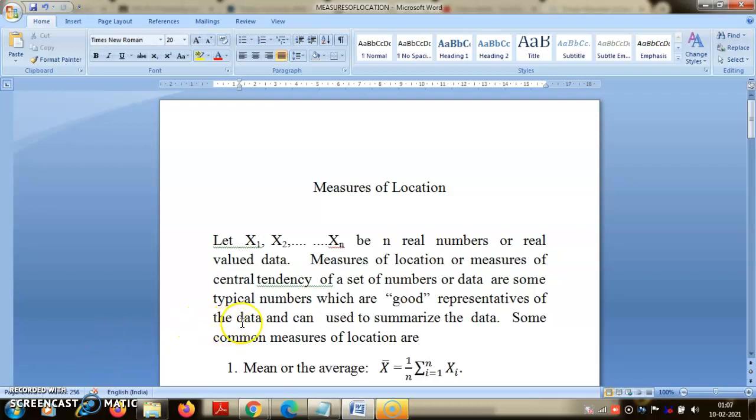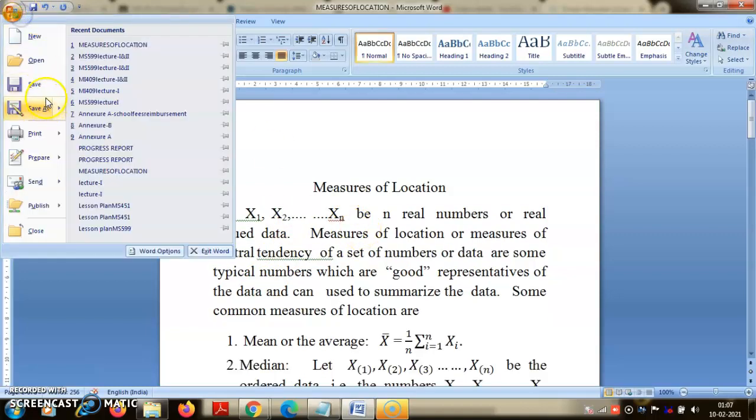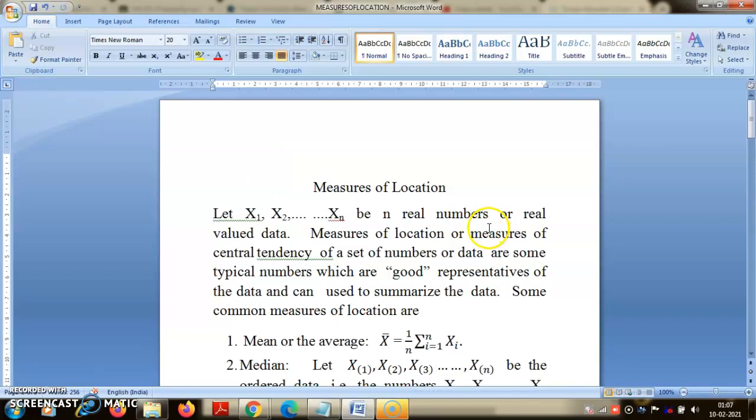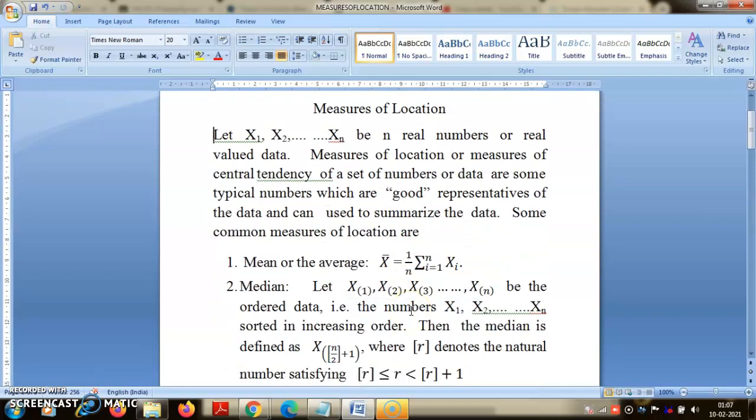Hello, in this lecture I will introduce measures of location and the most common measures of location that are widely used in statistics and data analysis. By measures of location we refer to a set of numbers which are good representatives of the data, and they are used to summarize the data. What do I mean by good representative? That will become clearer as we discuss the properties of these measures of location.